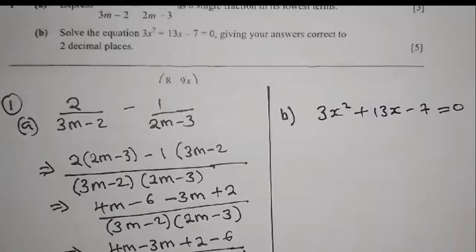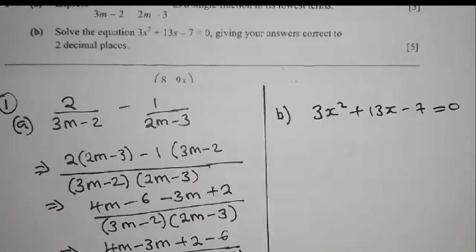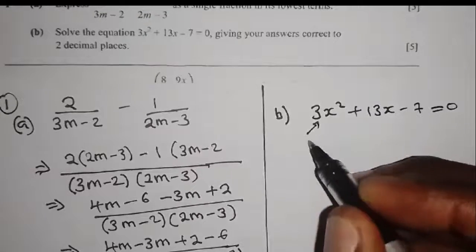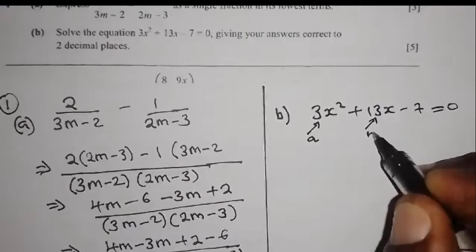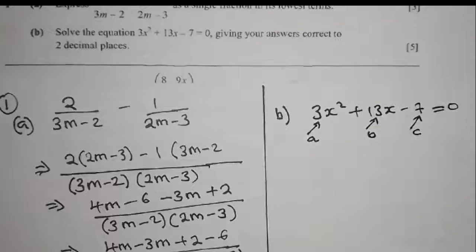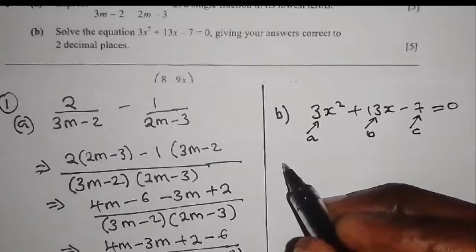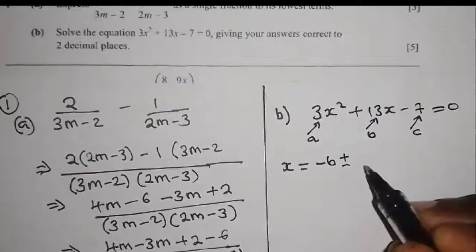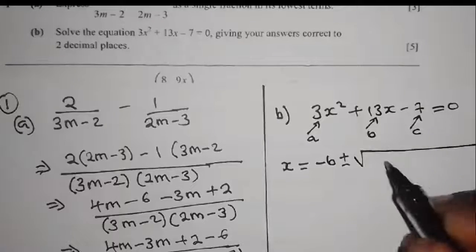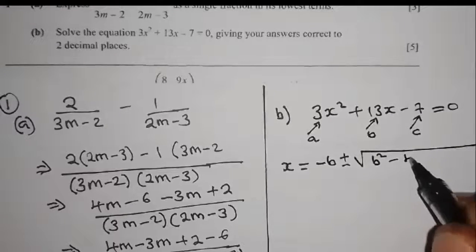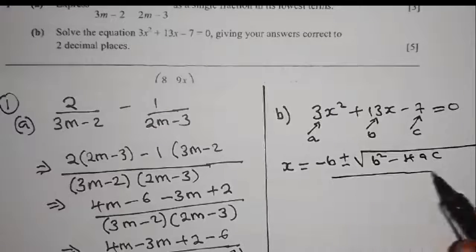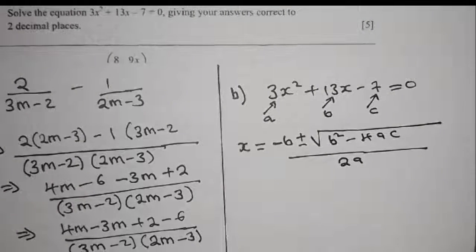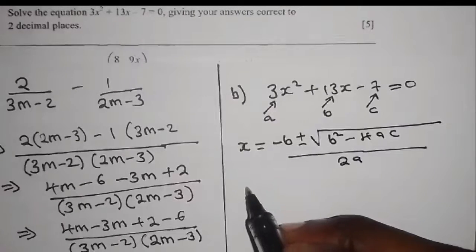Now what you must do is identify your a. So this is your a, this is your b, and this is your c. Once you do that, you use the formula: x equals negative b plus or minus the square root of b squared minus 4ac, over 2a.